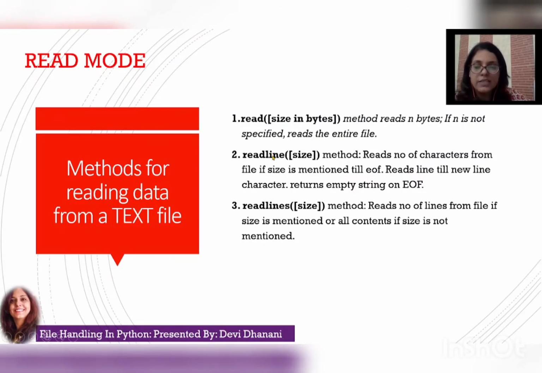The second method is the readline method. Again, if we would like to read a particular number of characters from the file, we can specify it over here, which is optional. But what is the readline method otherwise going to do? The readline method otherwise reads till the new line character. So it reads the content line by line.